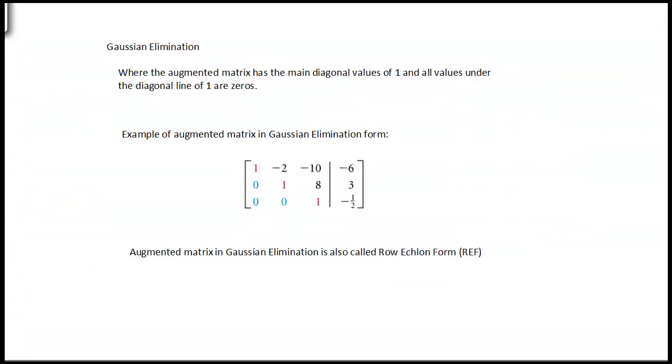Gaussian elimination is where the augmented matrix has the main diagonal line values of 1 and all values underneath the diagonal line of the 1 are zeros. For example, the last problem we did, try number 4, that was a Gaussian elimination form. An augmented matrix in Gaussian elimination is also called row echelon form, or REF.